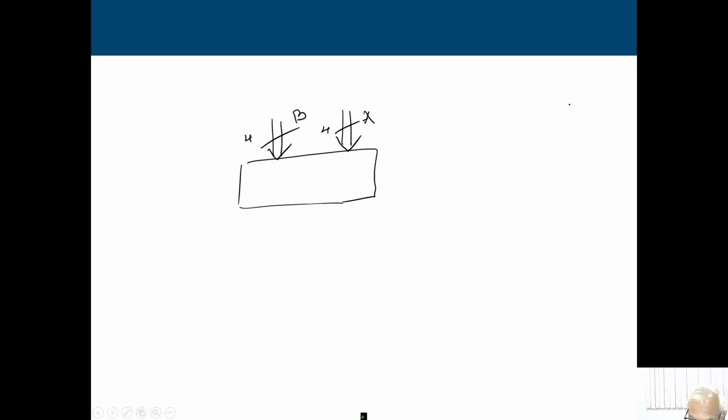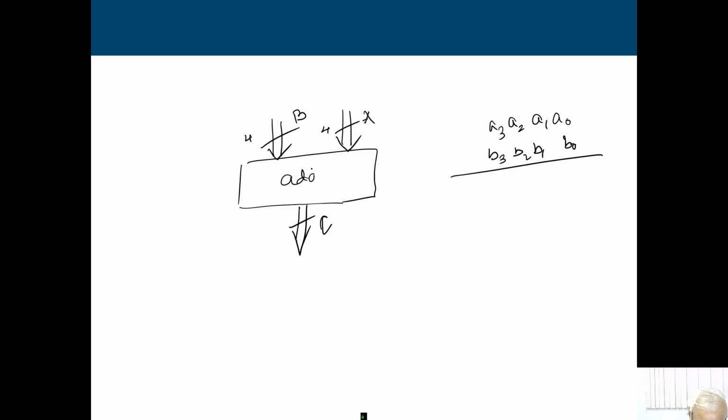That means I am giving A0, A1, A2, A3 and B0, B1, B2, B3, and I said that these are the output. I can say this is your output C. So, in this particular case what will happen? Now, you said that this circuit is nothing but the adder circuit.